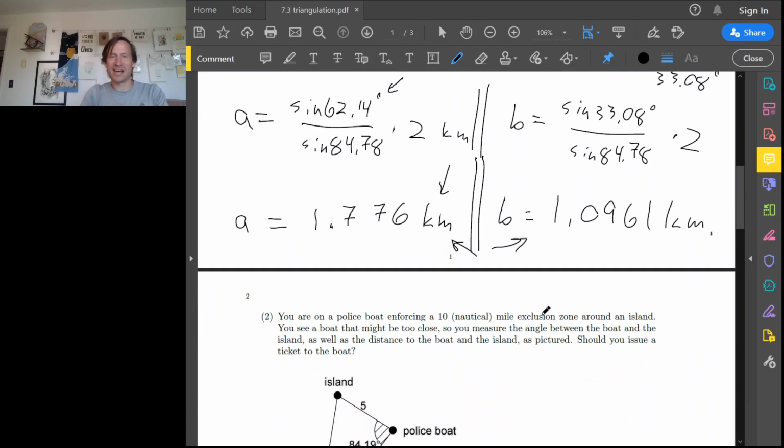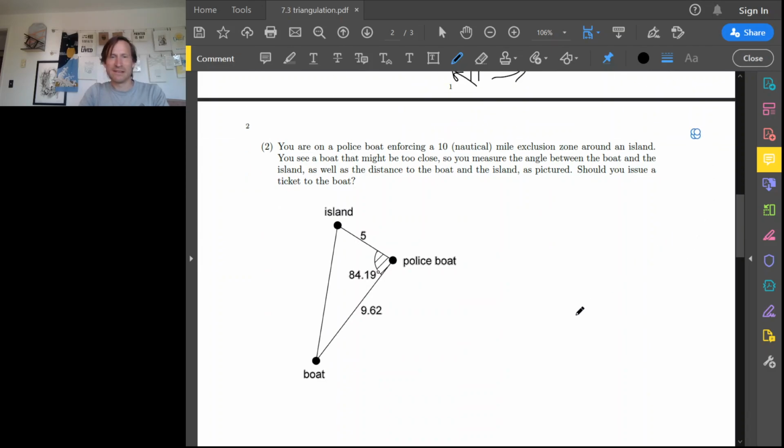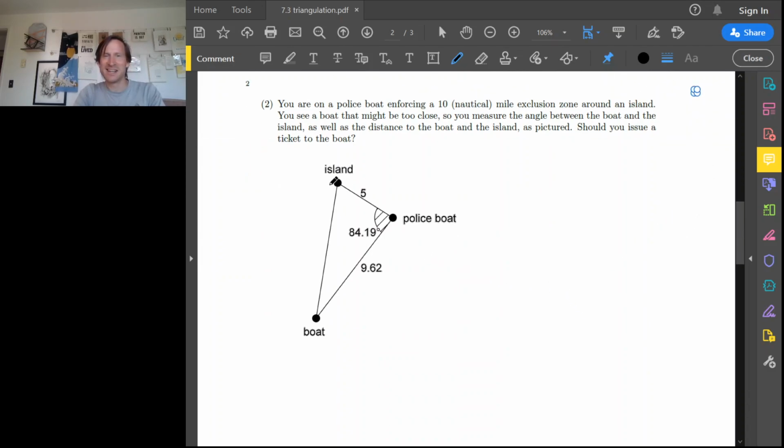Okay, let's have a look at number 2. So this time we have an island, and everybody's supposed to stay 10 nautical miles away from the island. We're in the police boat over here, and there's this other boat. We need to know if they're too close to the island, because if they are, we have to give them a ticket.